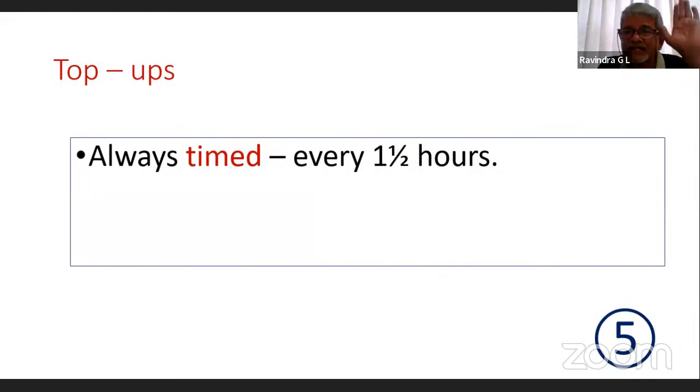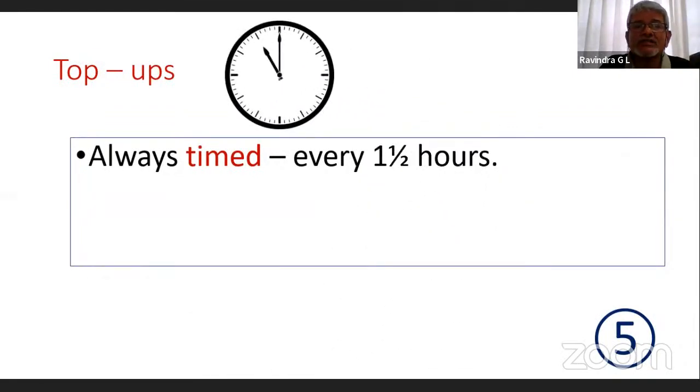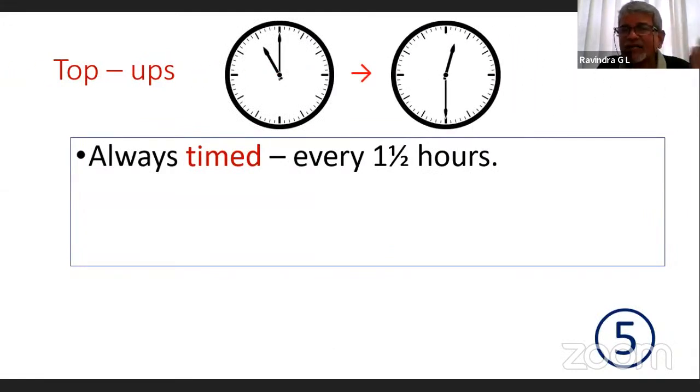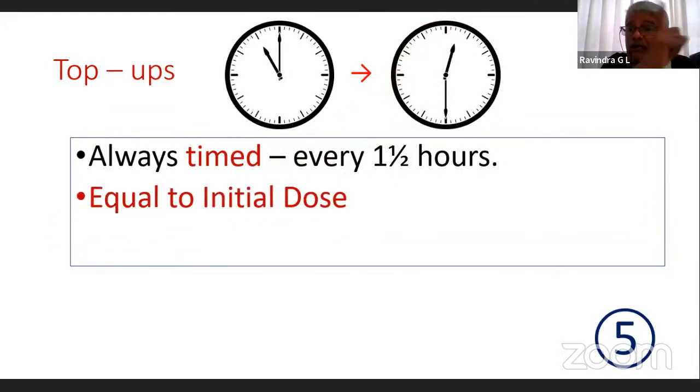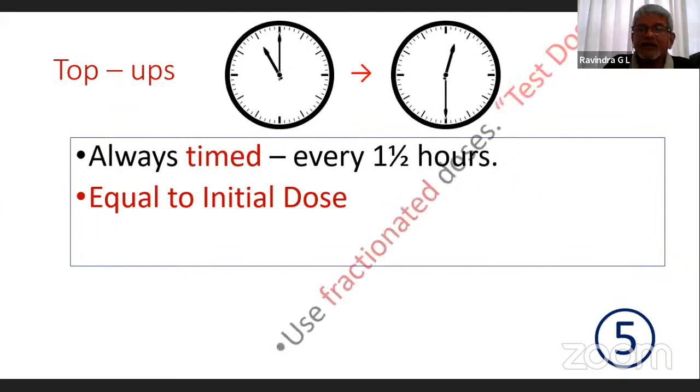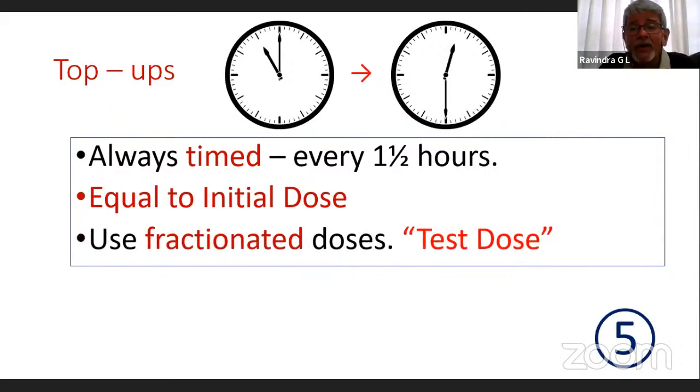We usually give it at 90 minutes. Supposing the first dose is given at 11 o'clock, the next dose is given at 12:30. Fixed dosages. And the volume is equal to the initial dose. If the first dose requirement is 10 ml of whatever concentration I have chosen, the next dose is also the same thing, 10 ml. If the first dose requirement was high and it's 15 ml, I give 15 ml for the top up also. Now, it is always fractionated doses. Use them as test dose. That means every time you give 5 ml, 5 ml, 5 ml, in 5 ml aliquots only.